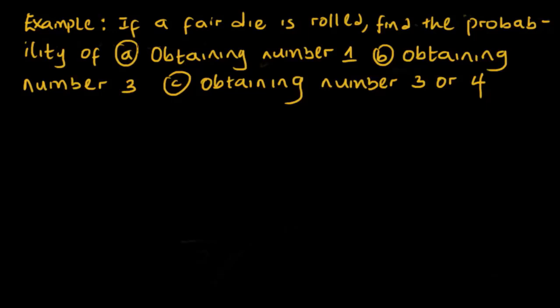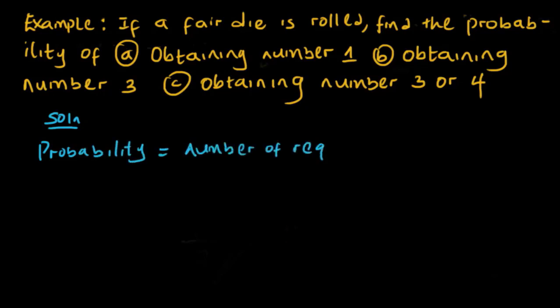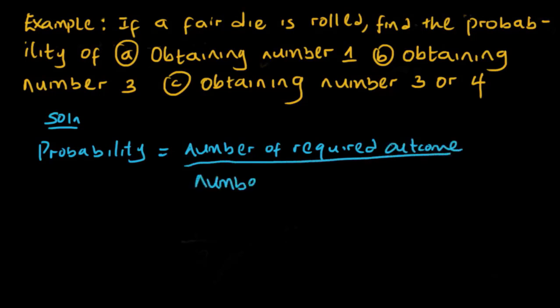Now we've got this question: if a fair die is rolled, find the probability of obtaining number 1, obtaining number 3, obtaining number 3 or 4. Now let's solve this. Remember, the first thing is to write the formula for probability. We have probability equals the number of required outcomes all over the number of possible outcomes.